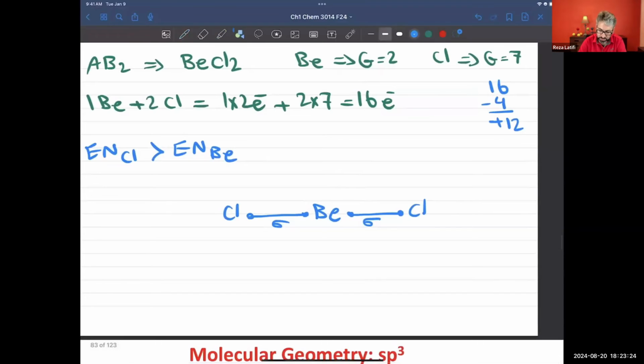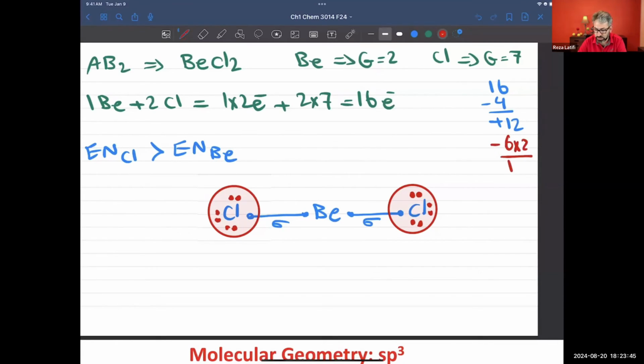You draw a circle around each element, and you start with the outer atoms, the chlorines. You give each chlorine 6 electrons until you make it octet. Minus 6 multiplied 2 times, so I use all the electrons. Now I'm at 0. How about the central atom? The central atom clearly is not octet. You can test it, but it will not make it to octet because it has only 2 electrons. It will share them with 2 neighbors. Max, it will get 4 electrons.